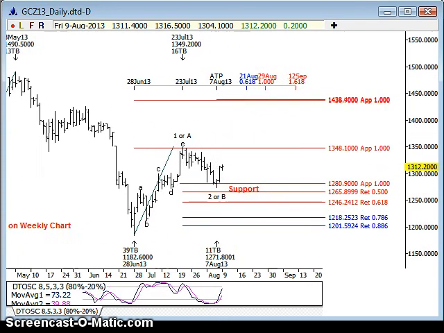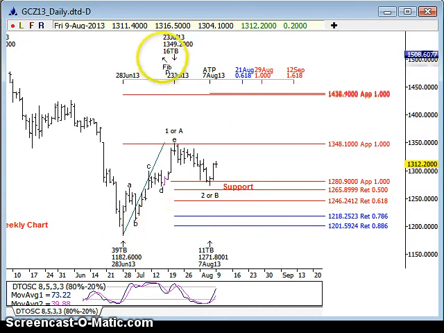We can also do a time projection. We had 16 days up in this move, 11 days down. So if we get a symmetrical correction, we'd have at least 16 days back up, which means we wouldn't expect this to be over before August 29th.